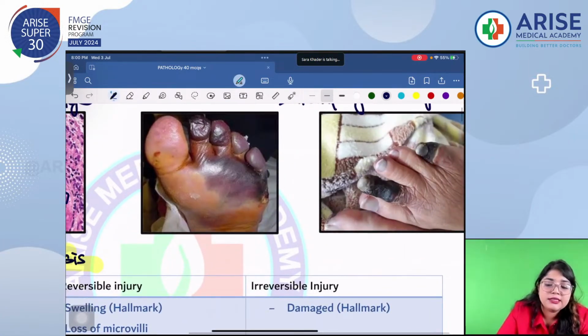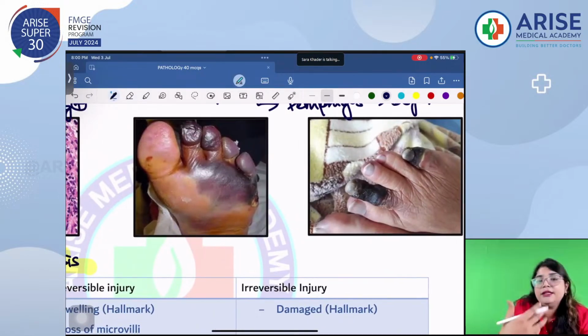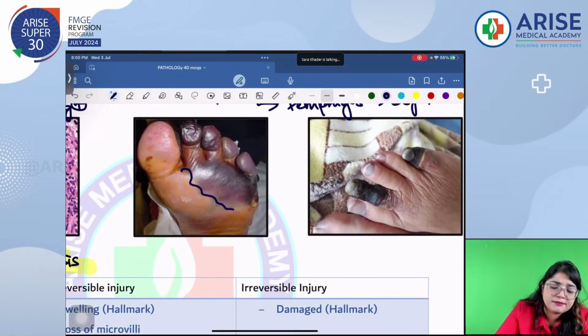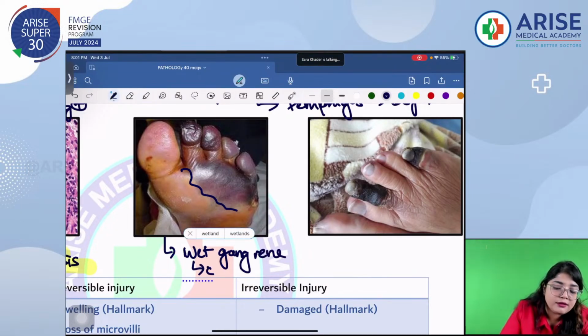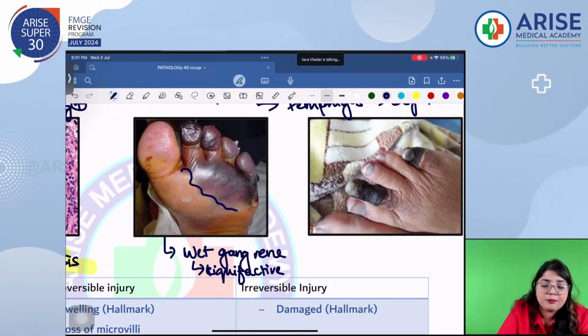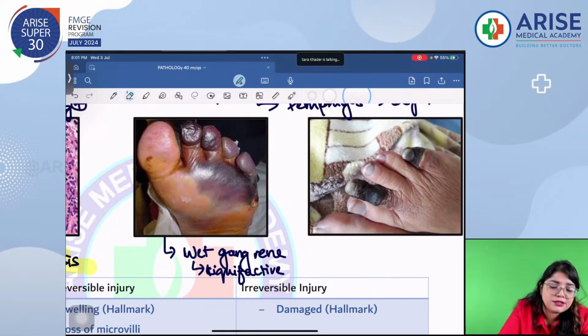Now, what about this? These are your clinical necrosis. What are these? This must be wet gangrene because it is shiny. Remember, wet gangrene is nothing but a form of liquefactive necrosis. Why? Because it's shiny, it does not have a proper line of demarcation, plus you will have the presence of edema plus infections.